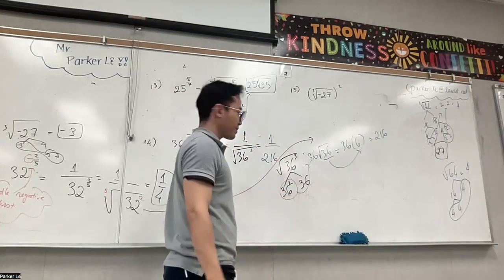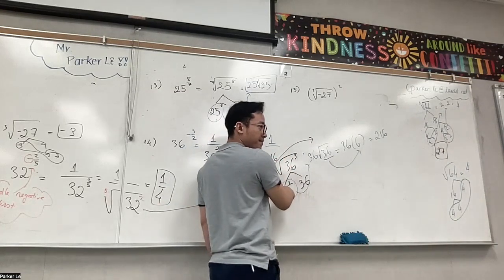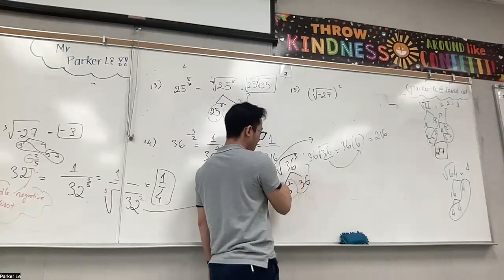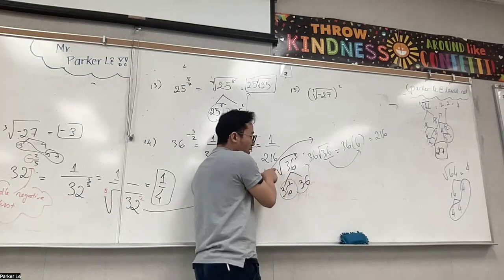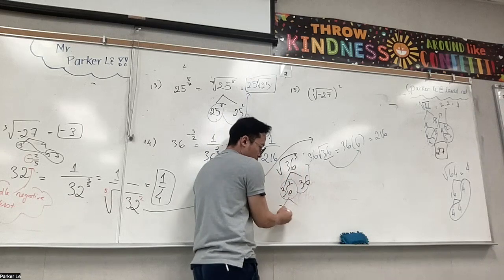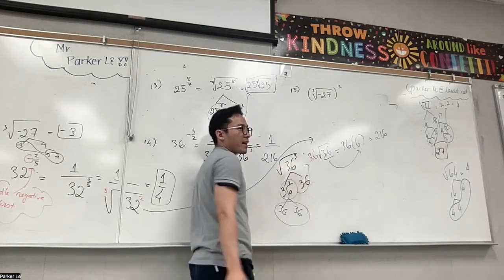So what happens to the 2 here, on the bottom? I'm looking for 2 same numbers to go out, right? And this one is squared, that means there are 2 same numbers. So this goes out. Yeah, that goes out.